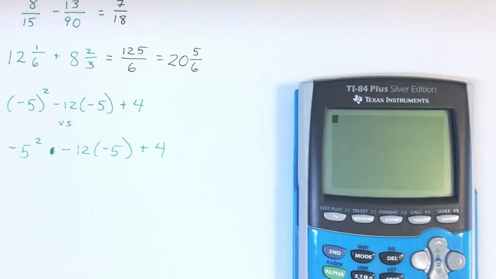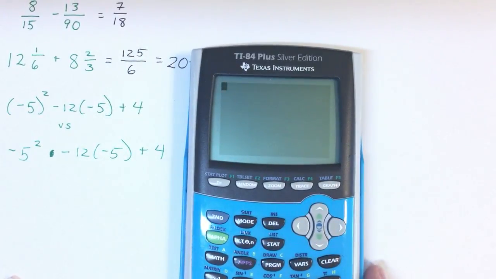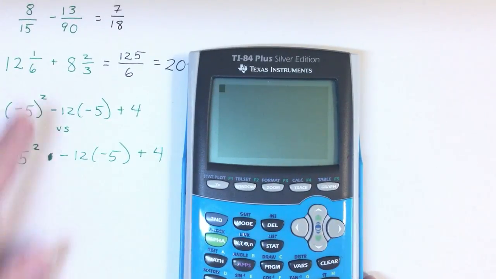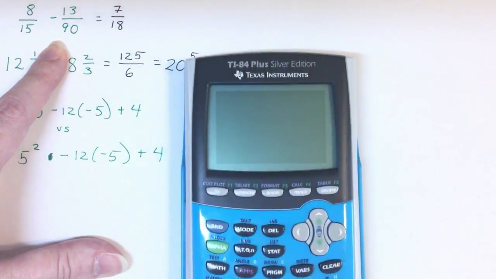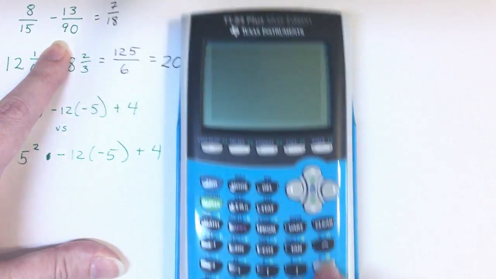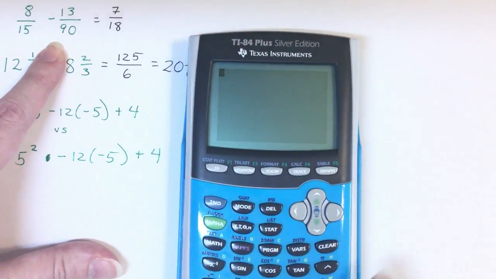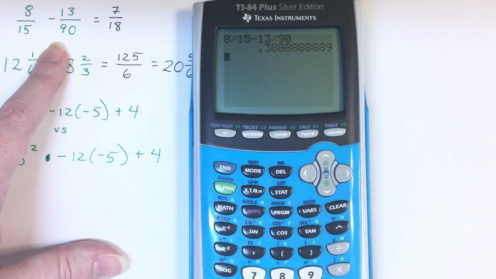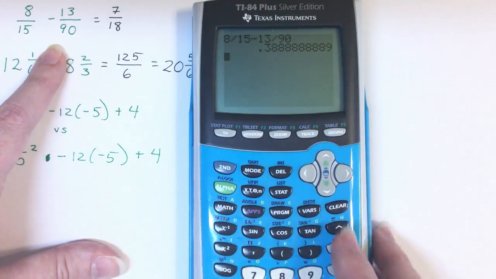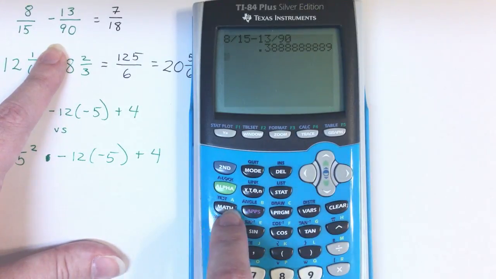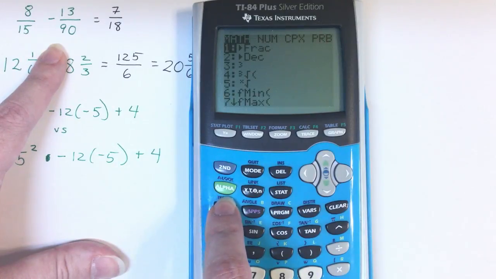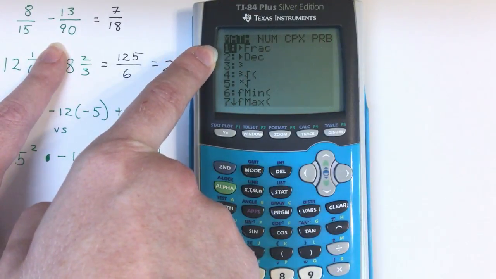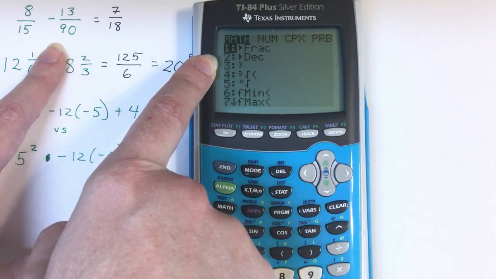With fractions, the calculator can handle fractions. 8/15 minus 13/90. Well, I'm just going to need to use my division for my fractions. So 8 divided by 15 minus 13 divided by 90. Now, if I hit enter, I'm going to get this as a decimal. I don't want a decimal, I want a fraction. I'm going to use my math menu. Under the math menu, the very first one says convert to a fraction. The second would be convert to a decimal.